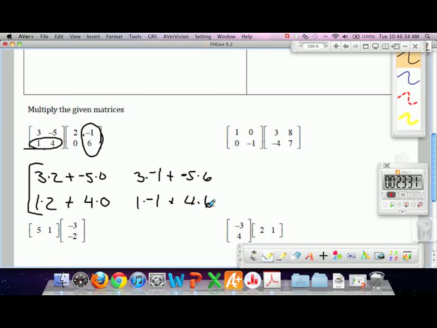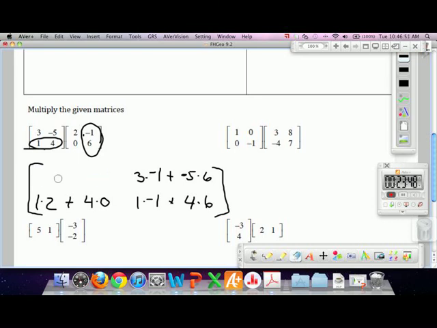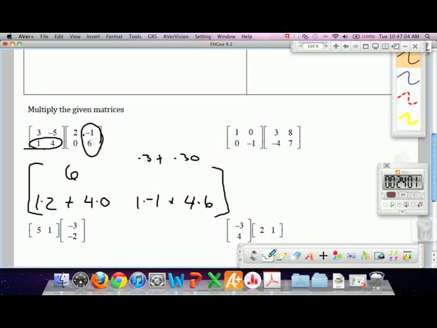Simplify these and you get 4 entries. So we get 3 times 2 is 6, 6 plus 0. I'm going to erase these and put the actual answer. 3 times 2 is 6. 6 plus 0 is 6. 3 times negative 1 is negative 3 plus negative 30 gives you negative 33. 1 times 2 is 2. 2 plus 0 is just 2.